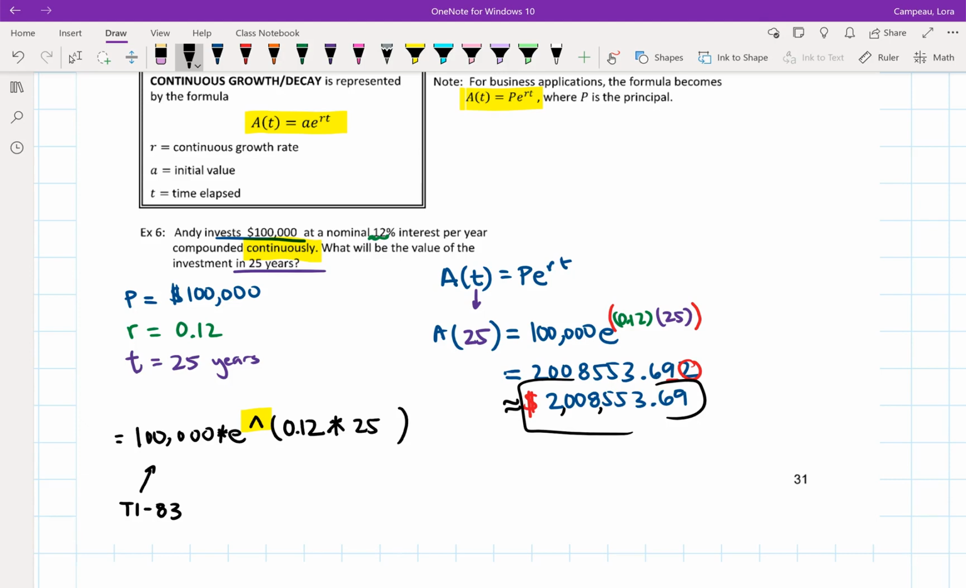I hope this helps, gives you an idea of how to use E in your calculator. If you're using a different calculator, you may want to check with the tutor to see how that works. But for the TIs, these are all pretty much the same. And just pay attention, if you do have a TI-83, to using the exponents all in one place. I'll see you in the next example.